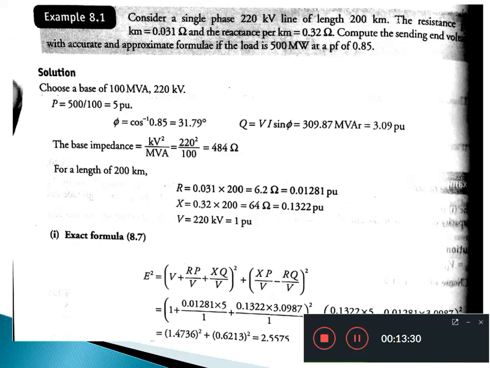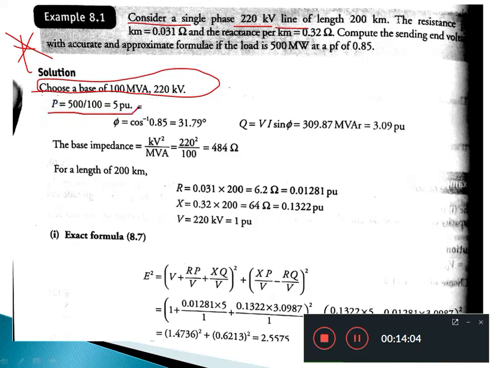This is one of the examination problems which appears in question papers. Consider a single phase 220 kV line of length 200 km. The resistance per kilometer is 0.031 ohm and reactance per kilometer is 0.32 ohm. Compute the sending end voltage with the accurate and approximate formula if the load is 500 megawatt at 0.85 power factor. So choose the base MVA. If base MVA is not given, it is understood to be 100 MVA base.